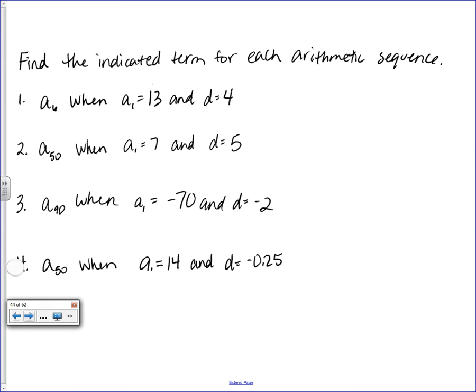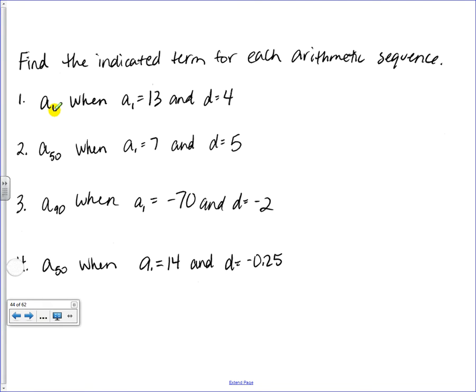Okay. In the next section, I actually am going to ask you to find a random term. So in the last section, it was find the first 6. Now what if I only ask you for term number 6? I only want the 6th one. So here's where you're going to use your formula.